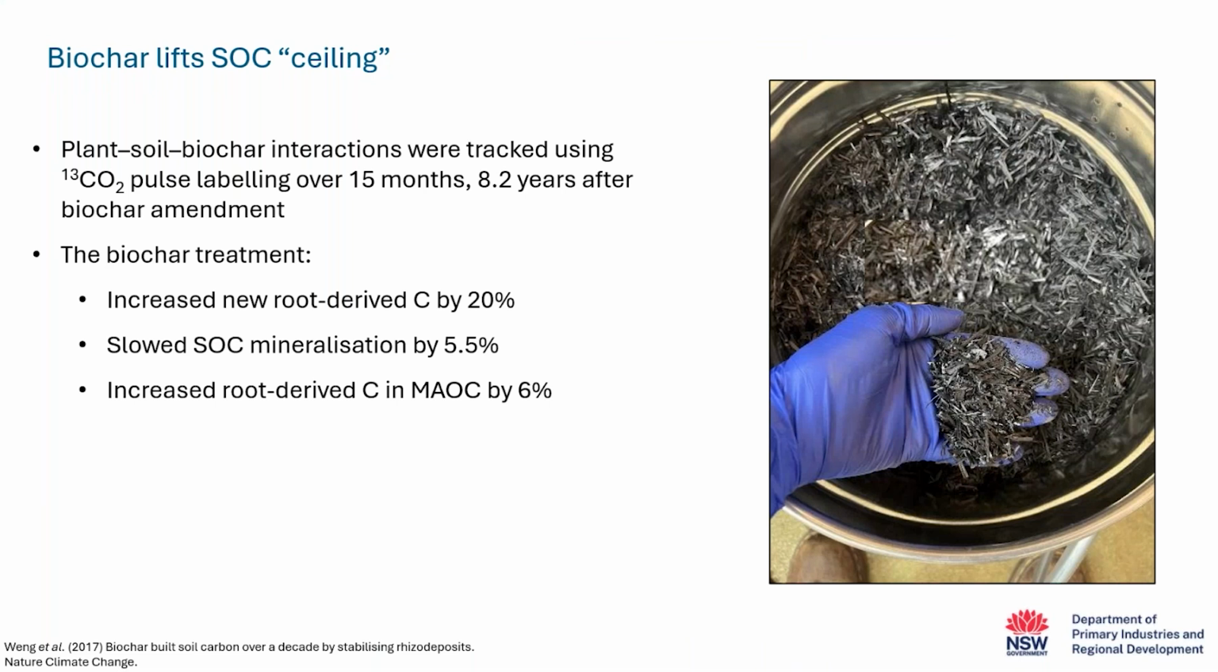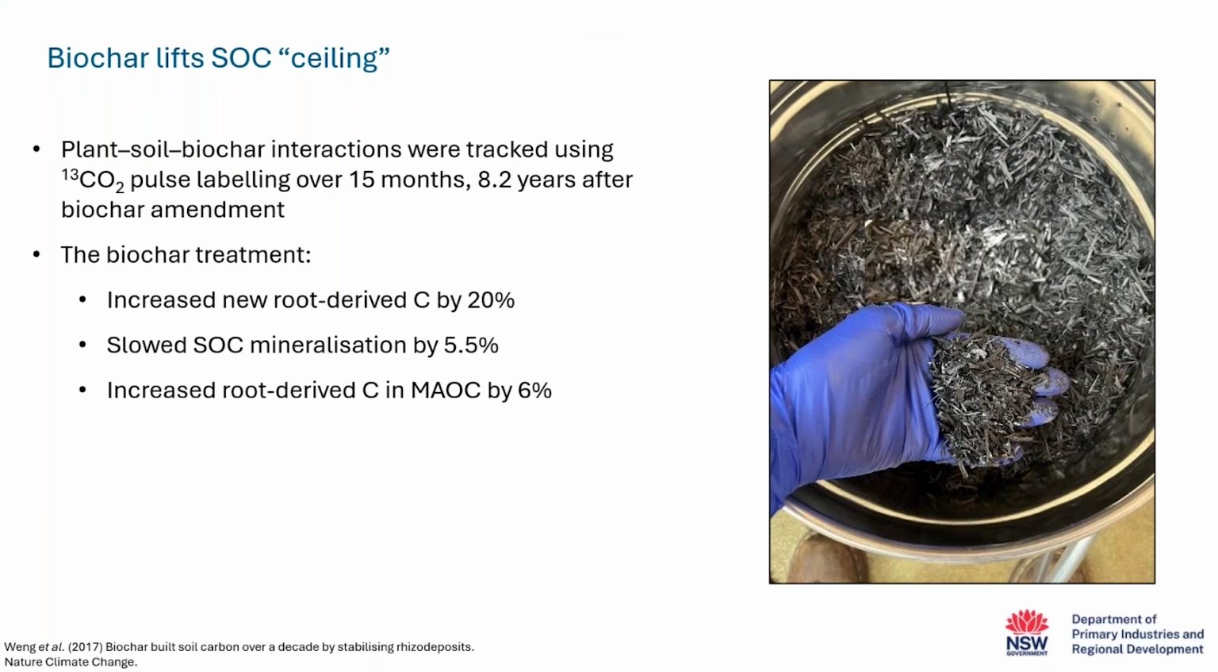They found that in the biochar-amended soil, the plants released 20% more root exudates into the rhizosphere, and microbial mineralization of organic carbon slowed by more than 5%, inducing what we call negative rhizosphere priming, all of which resulted in more new carbon stored in the MAOC, our stable mineral-bound carbon.